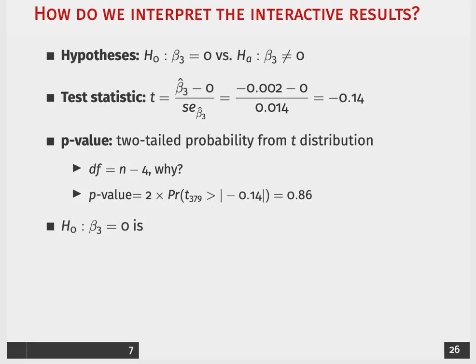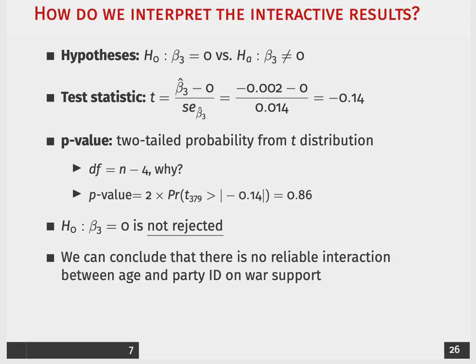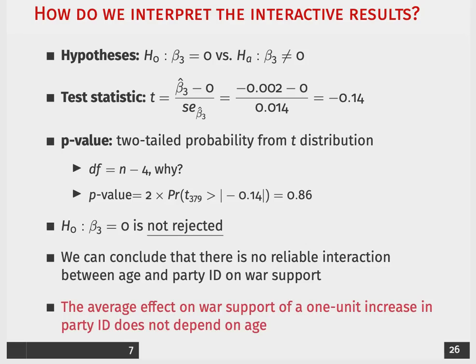Therefore, we can say that there is not sufficient evidence to reject the null hypothesis that there is no interactive, linear interactive relationship between party ID and age. In other words, the average effect on support of a 1-unit increase in party ID does not necessarily depend on age, right? There is not a difference in slopes for party ID by age.